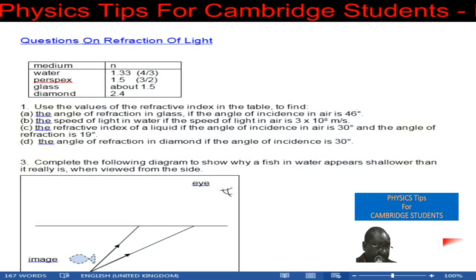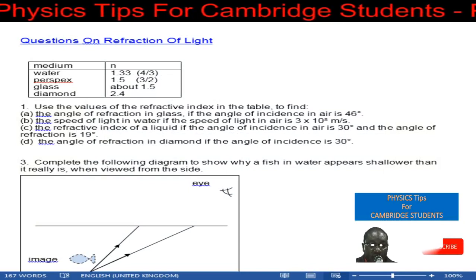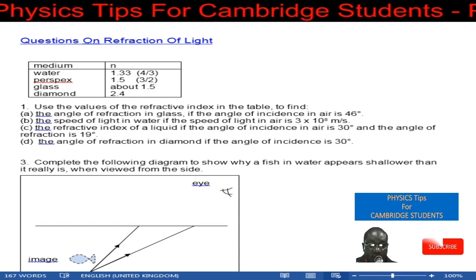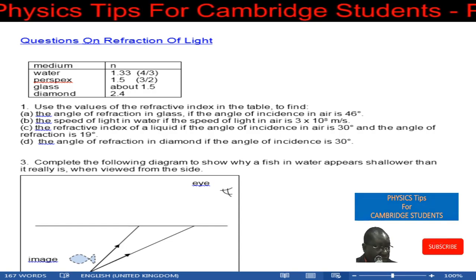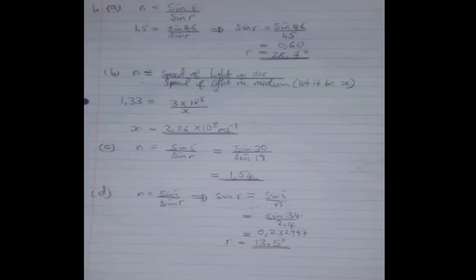Then lastly, D says find the angle of refraction in diamond if the angle of incidence is 34 degrees. So we're using the same formula, n is equal to sine I over sine R, and in this case we're given I, we are not given R, so sine 34 over 2.4 giving us 0.232997, and finding the sine inverse of that gives you 13.5 degrees.